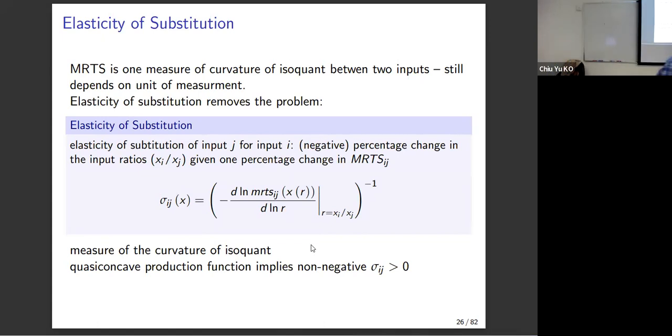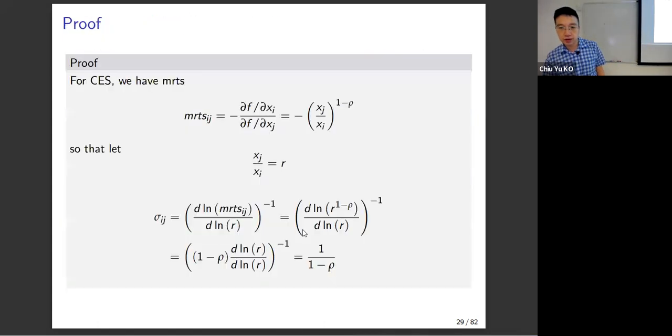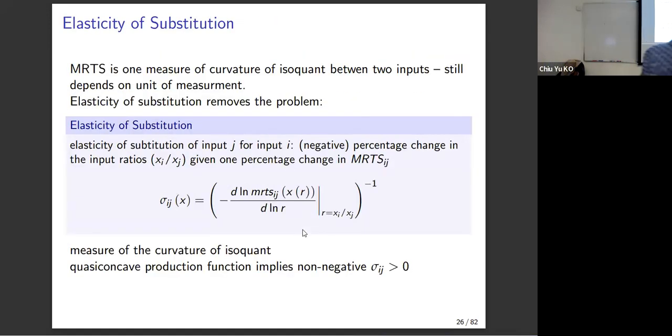Let me cover the last slide because I don't have time to go over it. This is the elasticity of substitution. This definition is super crazy. What it says is: the log of the MRTS, which I think is no problem, and the denominator is the log of the change in the input ratio. So what does that mean?